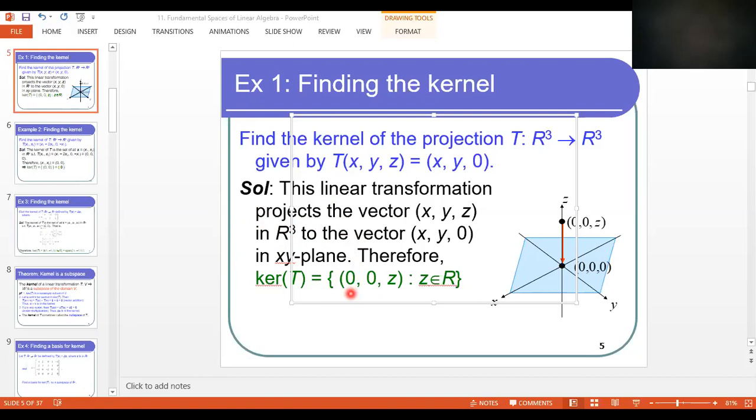So dear student, the kernel of transformation means T of X equal to 0. When T of X equal to 0, this whole thing is equal to 0. In other words, I can say A into X equal to 0. T of X is A into X, and A into X is this one. So in that way, you have to solve a homogeneous system of equations for X, Y, Z.